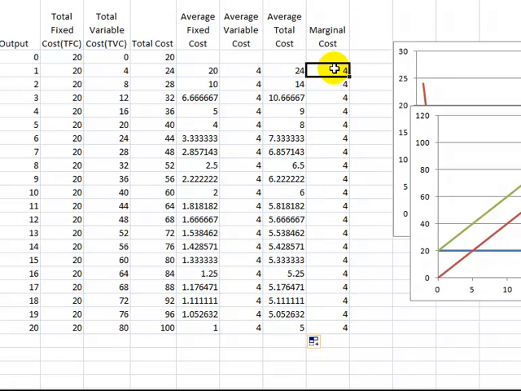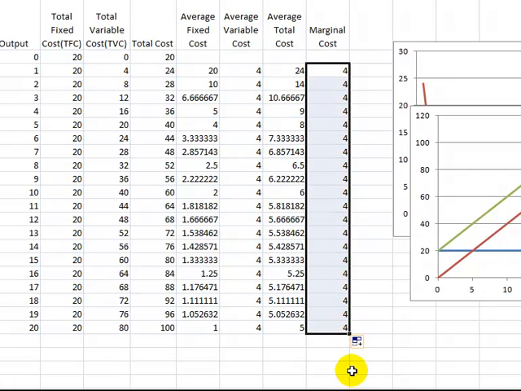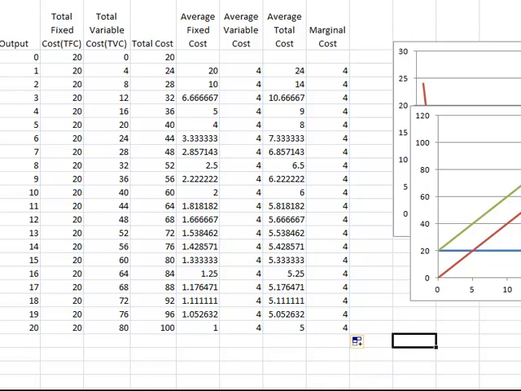Then it's marginal cost. The marginal cost, in our PowerPoint slides, we wrote the formulas out, right? So the marginal cost of TC equal to 20 plus 4Q is equal to 4. So it's this one, you just type in 4. Then bring this down. So marginal costs are the same for this linear cost function.